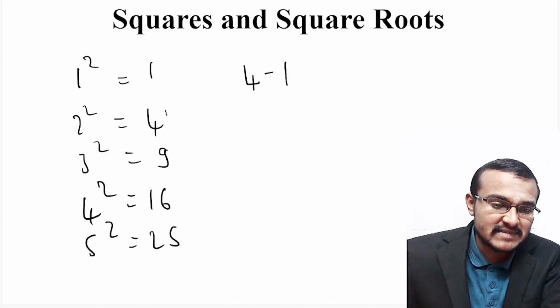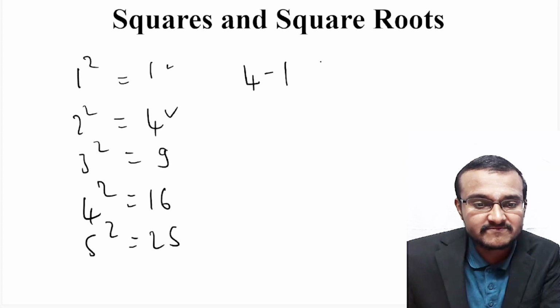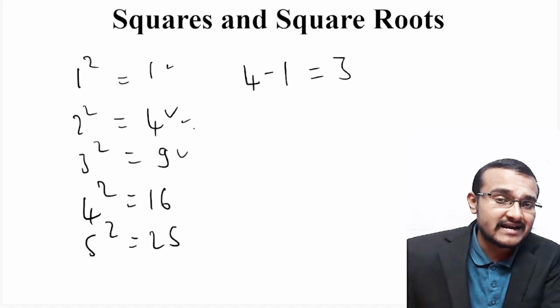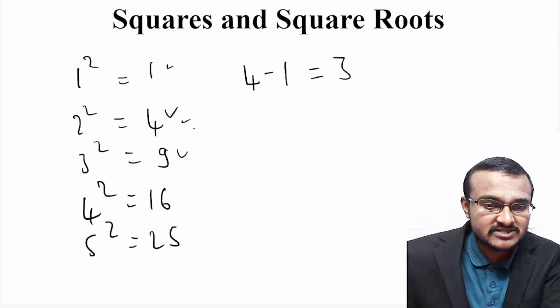So let's say I am making a subtraction between 4 and 1. So 4 minus 1 will be 3. Now if I do 9 minus 4, I am taking 9 and subtracting the previous perfect square number. So these are all perfect squares.